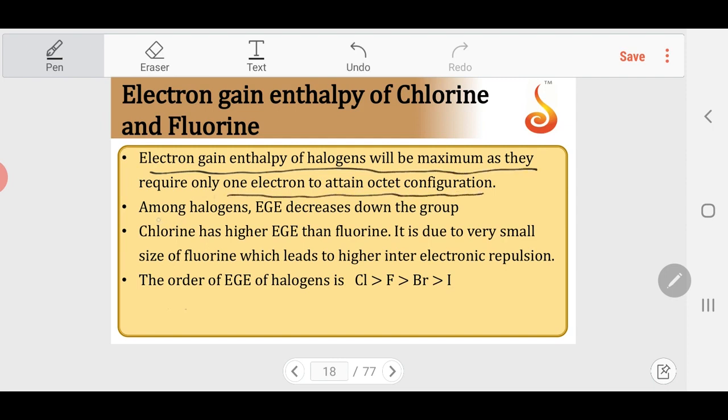Among halogens, the electron gain enthalpy decreases down the group. But there is one exception: chlorine has a higher electron gain enthalpy than fluorine, because fluorine is small in size. So addition of one more electron introduces more interelectronic repulsion that will slightly destabilize the ion. As a result, the amount of heat liberated, no doubt in both fluorine and chlorine heat will be liberated, is less in the case of fluorine compared to chlorine. So the order will be chlorine, fluorine, bromine and iodine.